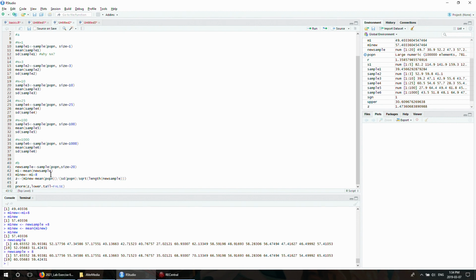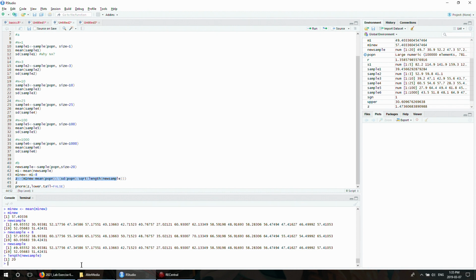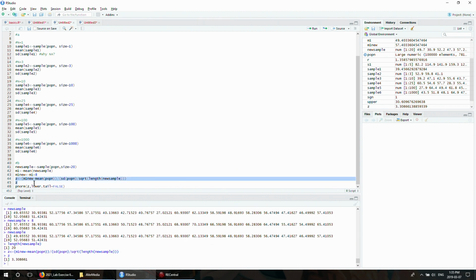Anyway, let's move on. We're going to get the z-score for m1 new. M1 new subtract the general population mean, divided by the standard deviation divided by the square root of the length of new sample. And as I said before, length is just the number of numbers stored in that variable, which would be 20. So we wanted to get a z-score. We get a z of 3.3.